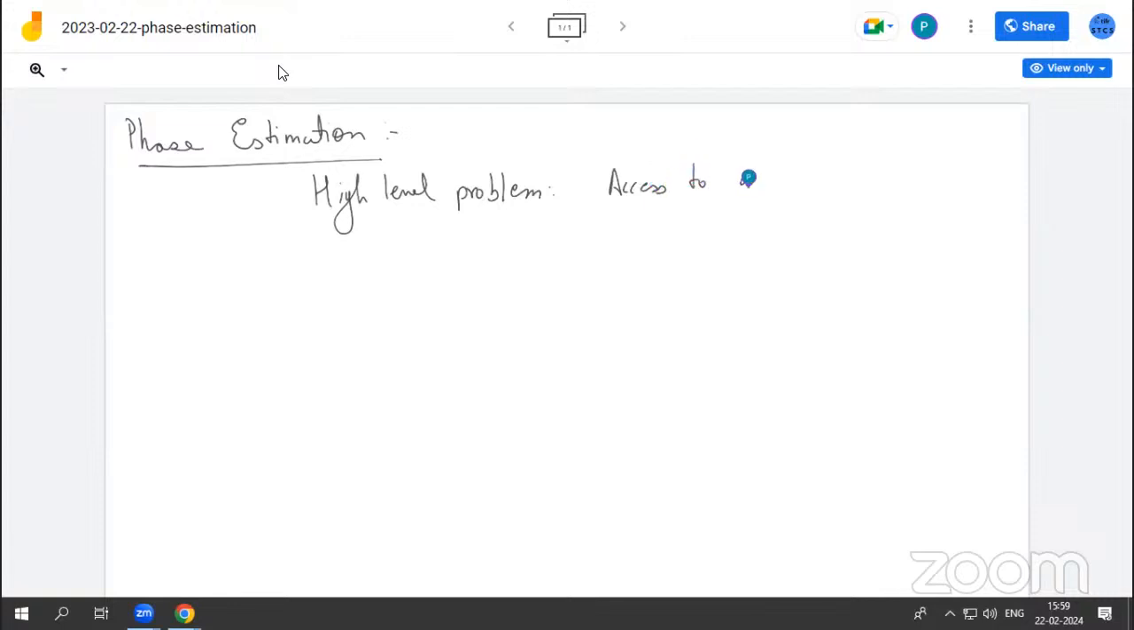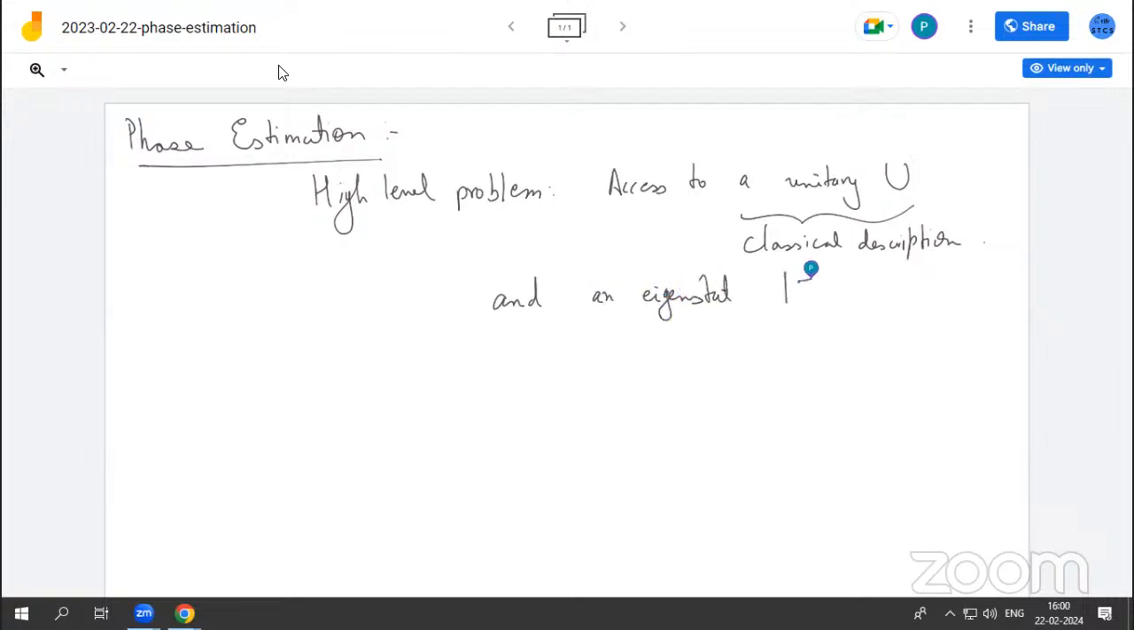So let's start with phase estimation. At a high level, the problem is access to a unitary U. And this is more like a classical description, so we have to make copies of it. And an eigenstate alpha of U.